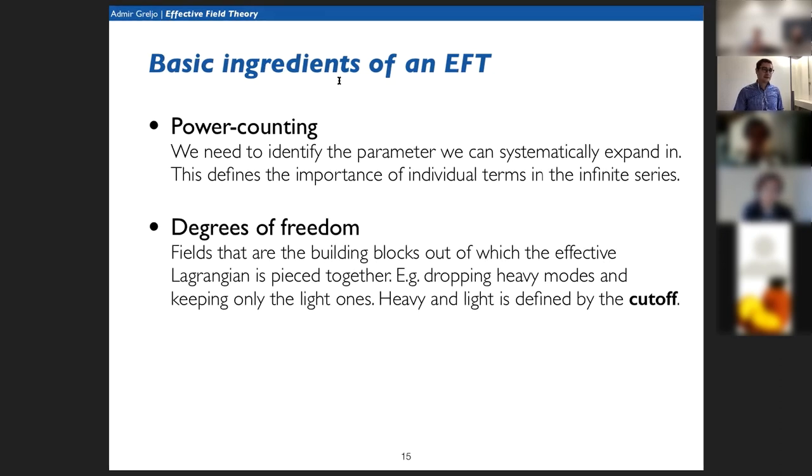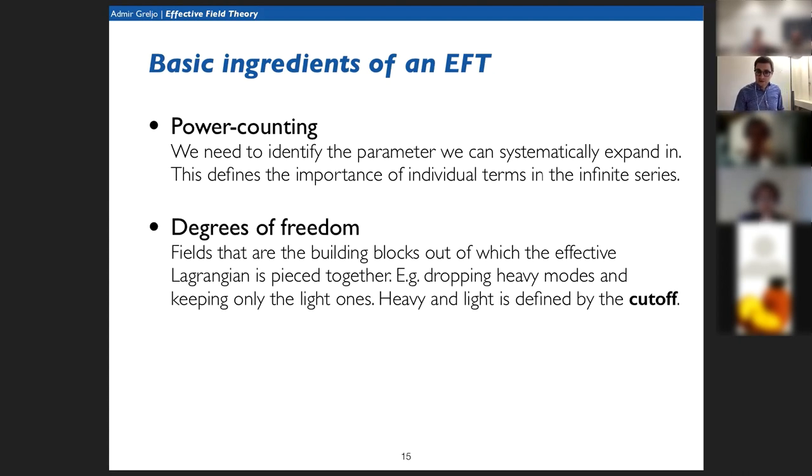The second ingredient is the degrees of freedom. The degrees of freedom of an EFT are basically fields, the quantum fields that you use to write down the effective Lagrangian. So these are the building blocks of which the effective Lagrangian is pieced together. For example, you are dropping the heavy modes and you are keeping the light modes. And this heavy and light in effective theory is defined by what is called the cutoff. The cutoff is actually one of the inputs of an effective theory. It defines the effective theory.